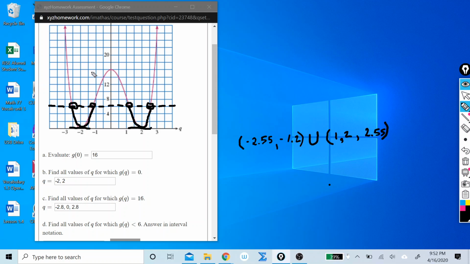If they were asking for greater than 20, I'd put a line here at greater than 20. These continue on up and they're getting wider out. So I would say it goes from negative infinity up to negative 2.9 maybe, and then 2.9 on up to positive infinity. I'm not really sure because I can't see what happens further on up. I hope this helps.